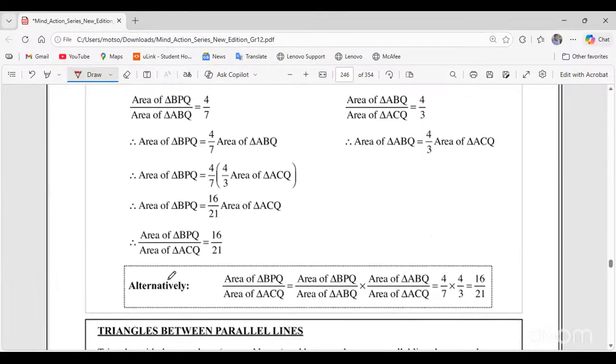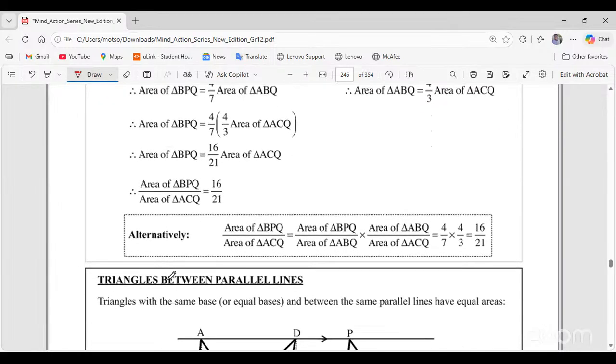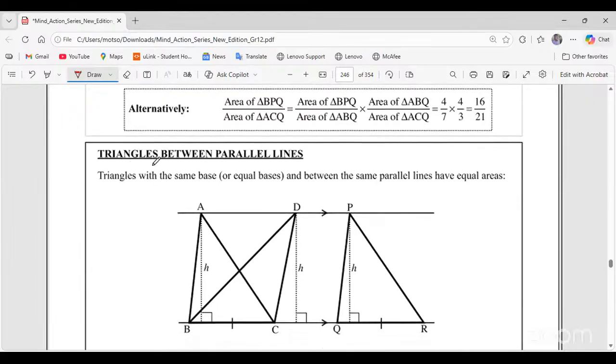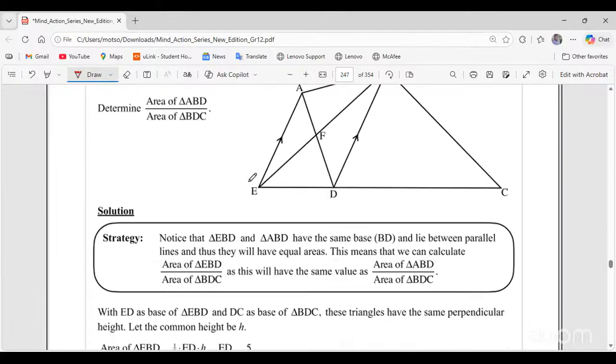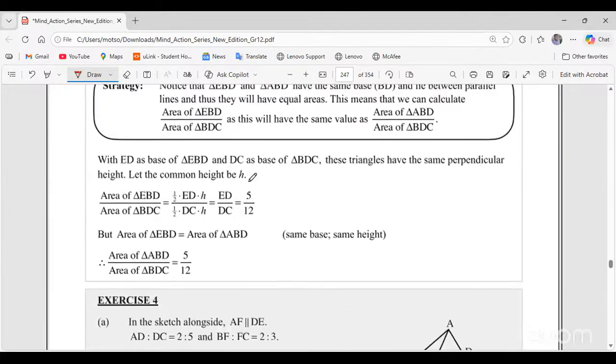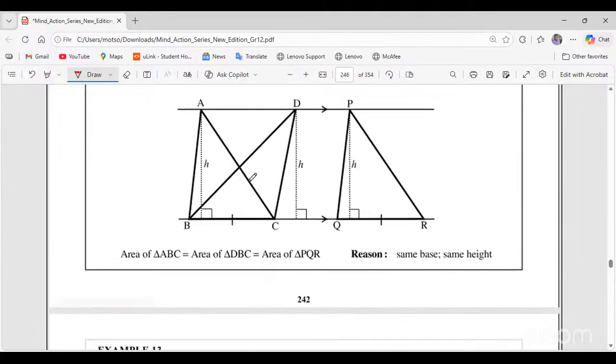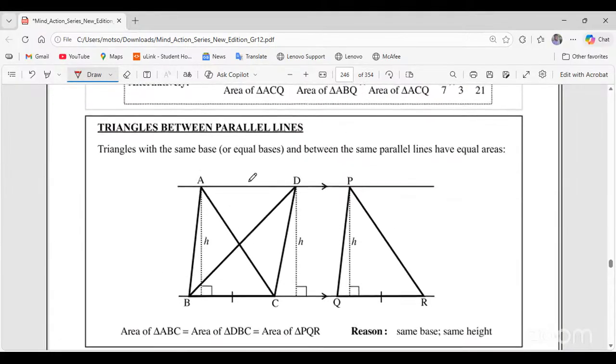these area ratios, where we are having the triangles between parallel lines. What are we having after this part? Oh, it's exercises, then afterwards it's similarity. So, okay, triangles between parallel lines. When we have a look at this, we have parallel lines here. ADP is parallel to the line BCQR.